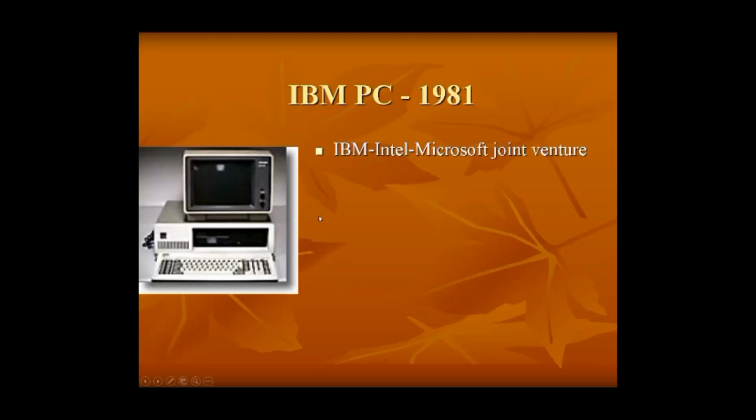In this IBM PC, there is a joint venture between IBM, Intel, and Microsoft. IBM is for the production, they use the Intel microprocessor, and they included Microsoft as the operating system of this PC. By the way, here is the first wide-selling personal computer that is used in business.